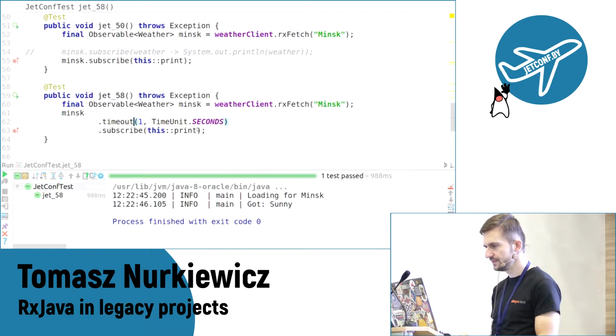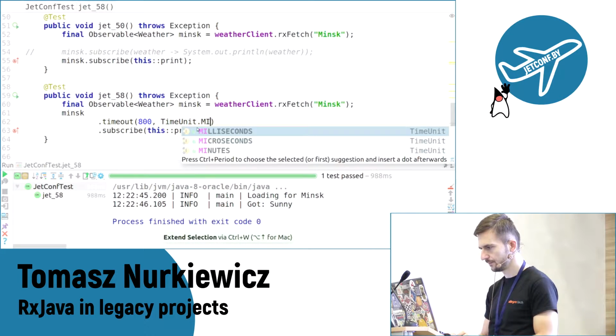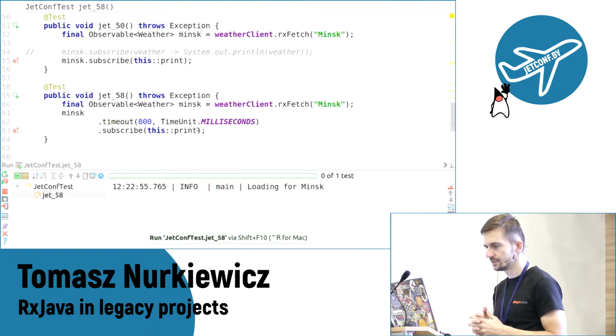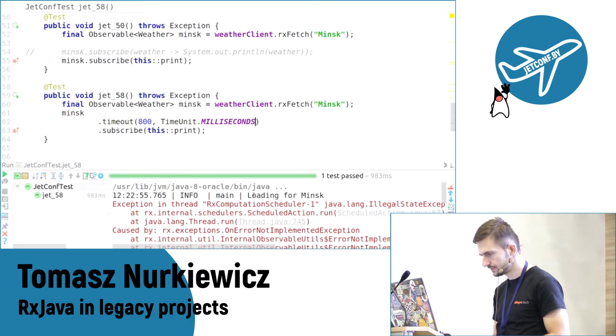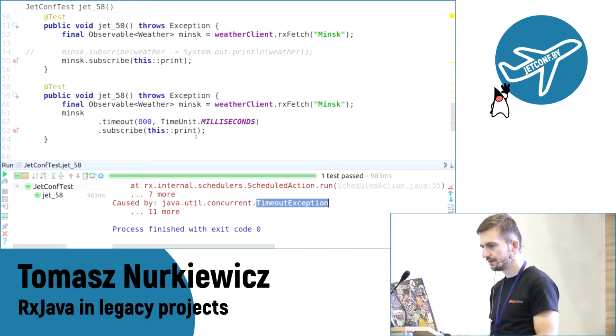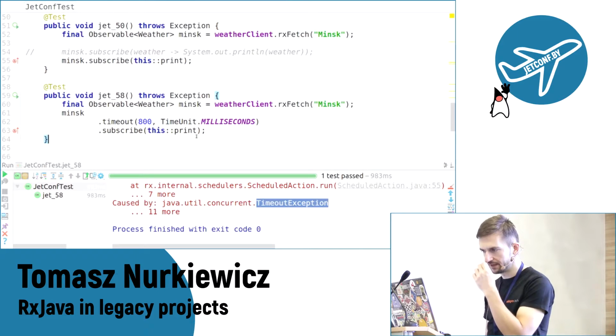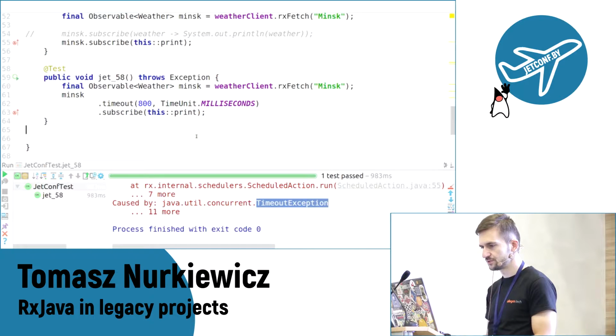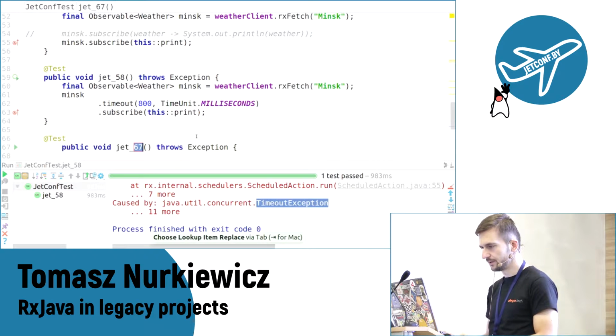But if I decrease the timeout to something like 800 milliseconds, I would actually get an exception. And it's that simple. You see there was a timeout exception happening just here. So that's a very simple use case of how you can apply timeouts into your code without too much trouble. But let's make it a little bit more interesting.